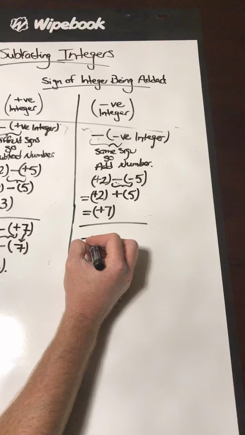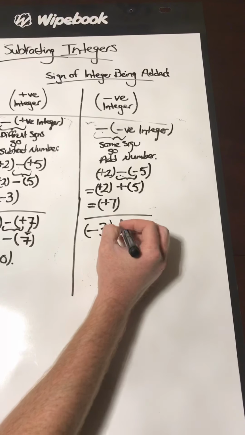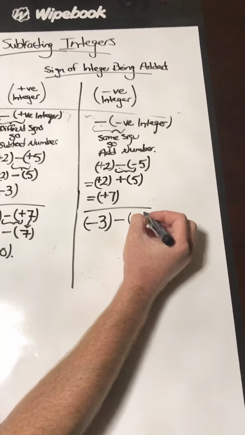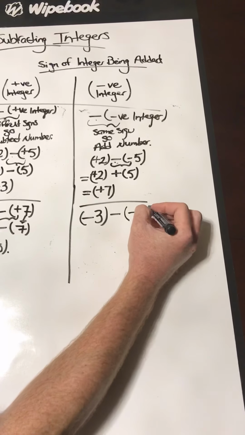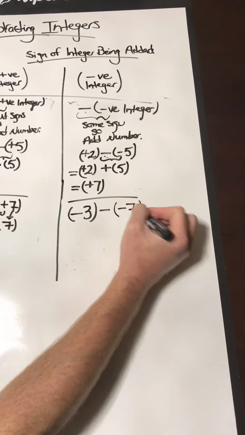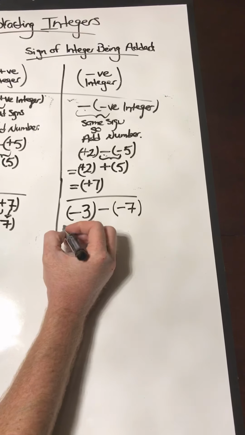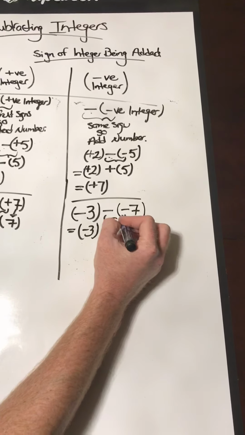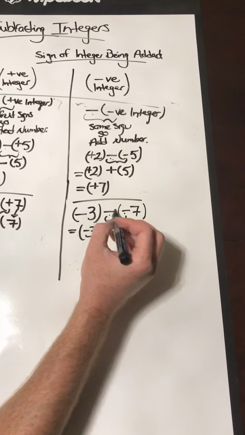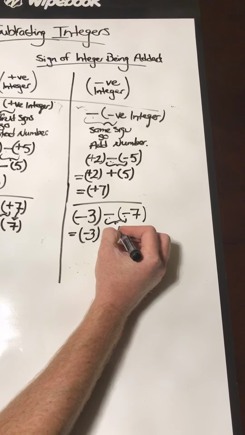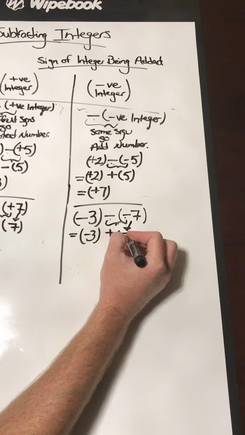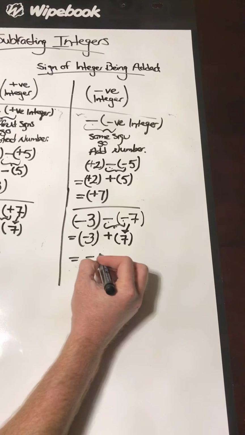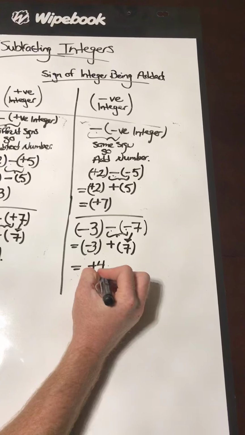Another one here, negative 3 subtract negative 7. Okay, so I write down negative 3 and I see that these signs are the same, a negative and a negative. If they're the same, that means I'm going to add the number. So negative 3 plus 7 is equal to positive 4.